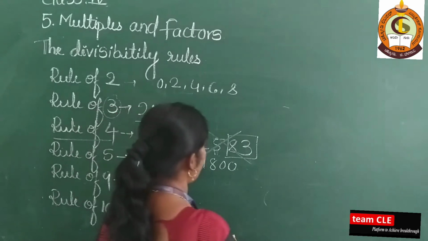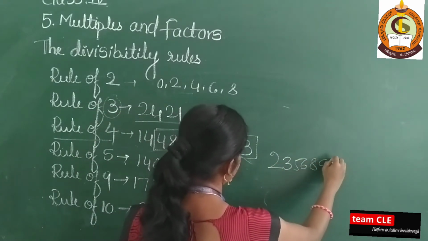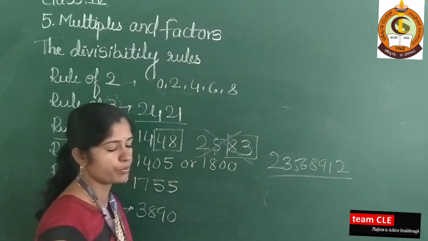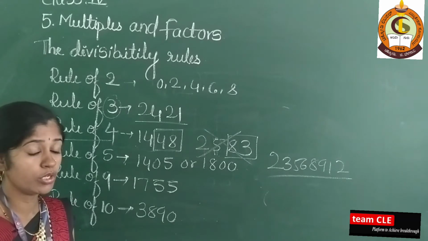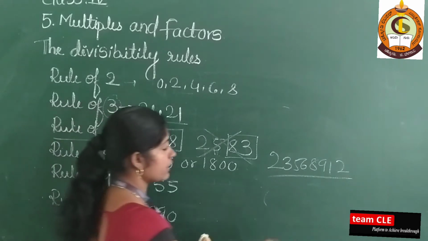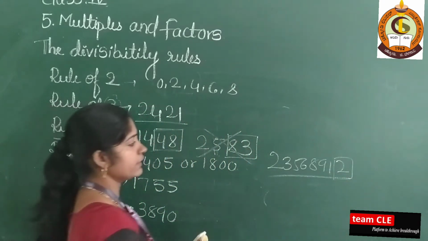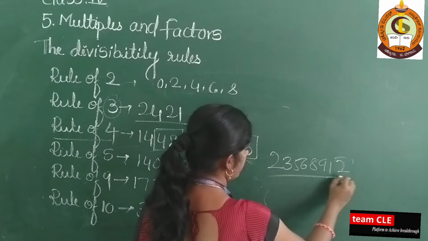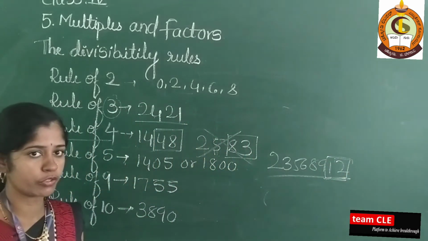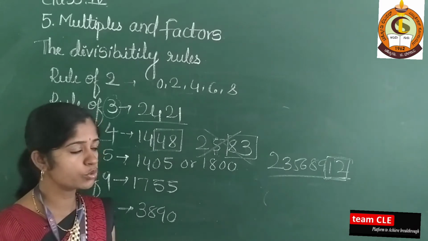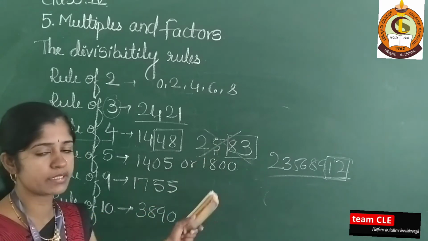See here, now you can apply this. See here, 23568912. So this is a very big number. Then how do I come to know whether this number is divisible by 2 or not, 4 or not? See here, this number is divisible by 2. Why? Because 2 is in the ones place. Again, this number is divisible by 4 also, because the last two digits are 12 and it is a multiple of 4. 4 ones are 4, 4 twos are 8, 4 threes are 12. So it is a multiple of 4. Then this complete number is divisible by 4.